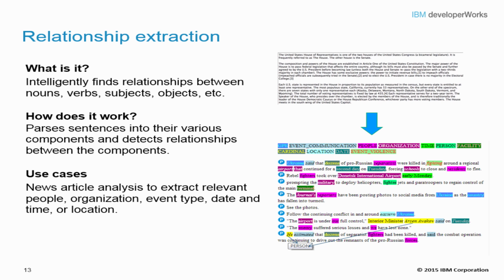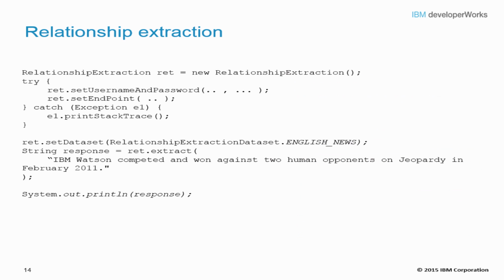In the particular article shared on the slide, two mentions in yellow refer to the same person, so you can infer that Interior Minister Avakov estimated the number of fighters killed. Using the code snippet shown here, you can send any text to the relationship extraction service and correlate the components. For example, in the text pasted here, IBM Watson is the organization and two opponents are the persons against whom the competition was won at a particular time.